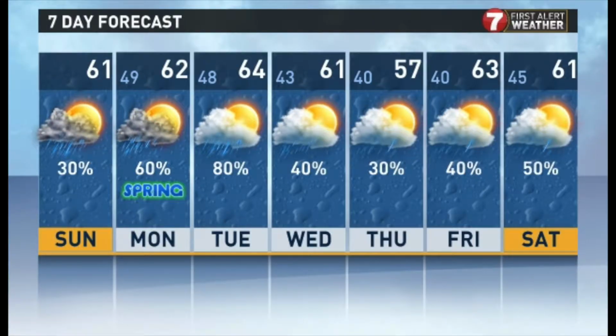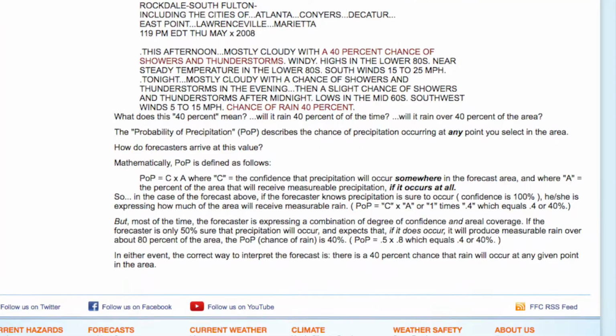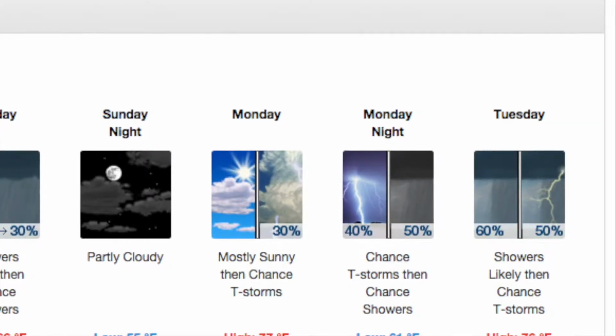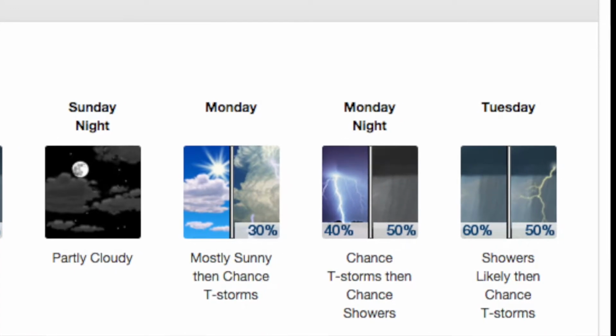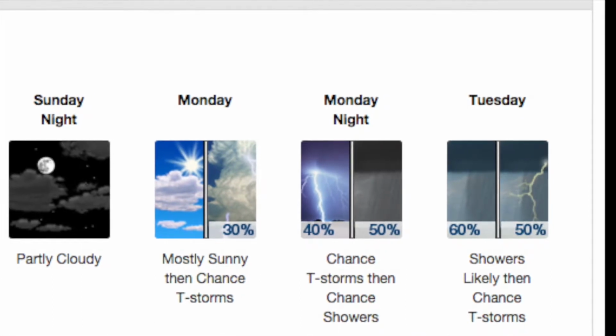Another misconception is the probability of precipitation percentages you see on weather forecasts everywhere. You would think they represent the chance of rain your town would experience, right? Well, not exactly. The National Weather Service actually has a formula to determine probability of precipitation. It's confidence of rainfall anywhere in the forecast area multiplied by the percent of the area that will see rainfall. The resulting percentage reflects the chance of any particular point in the NWS's forecast zone that will see measurable rainfall. For example, an NWS forecast of a 50% chance of rain means that there's a 50% chance that any area within the forecast zone will see measurable rain. This may not be exactly where you are, but you should be prepared anyway.